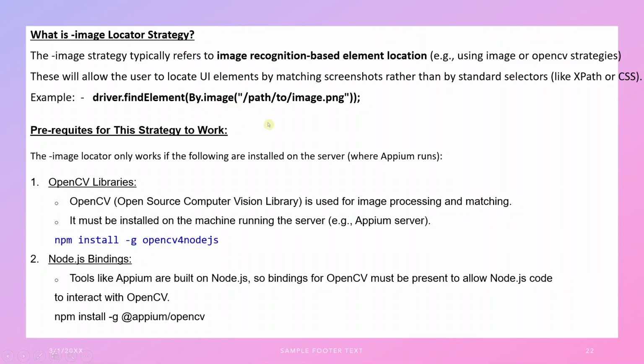To work with these image locator strategies, we have some prerequisites. So we'll see what the prerequisites are for this strategy to work. The image locator only works if the following are installed on the server where the APM server is running. First one is the OpenCV libraries.